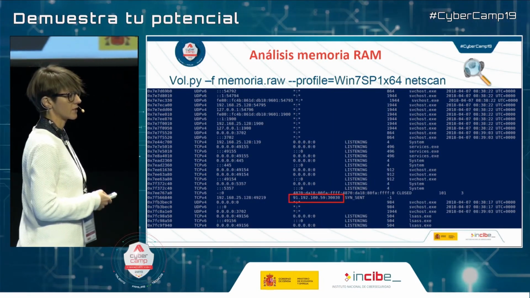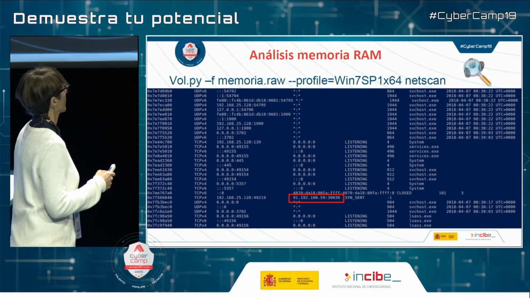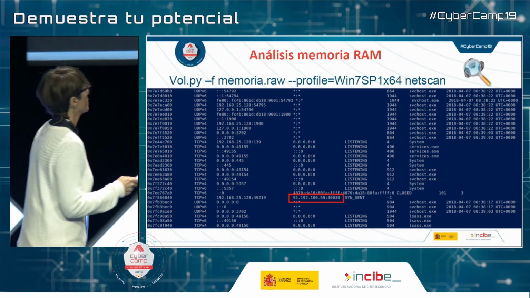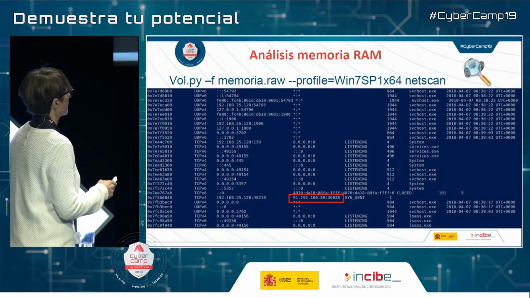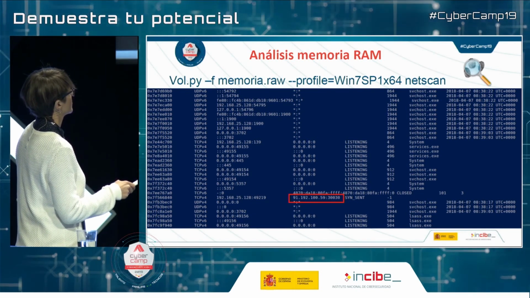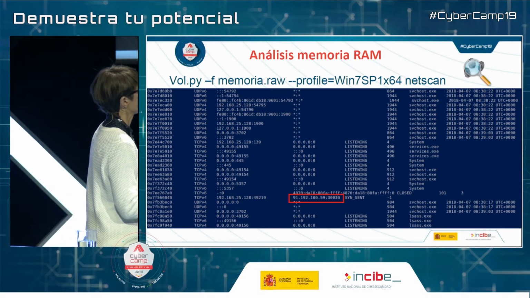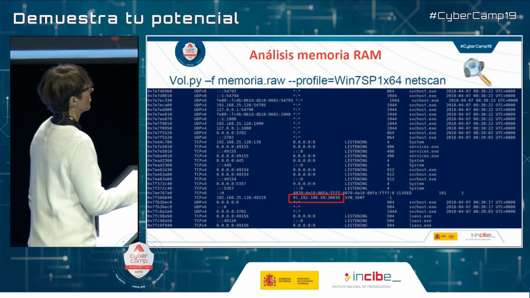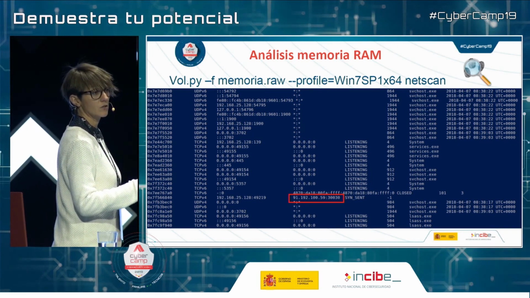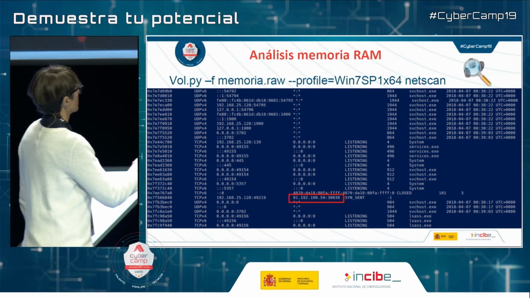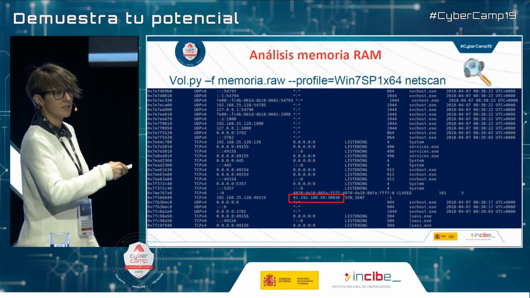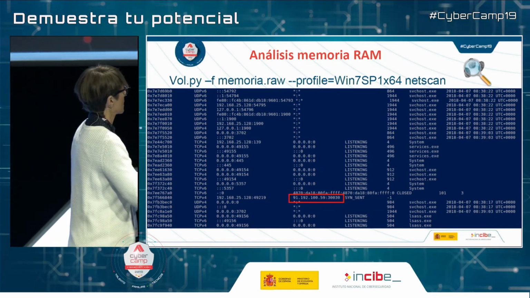So what can we analyze with the RAM? We can analyze the network connections. The command is the same as the one from before. We have the plugin here, which is the Volatility one. And we have TCP connections here, the IPs, the local IPs, and the external IPs, the ports, if there's any listening, if the connection is established, when the connection began, and we have quite a lot of information here. So what we need to do is look for the external connections that we have here.